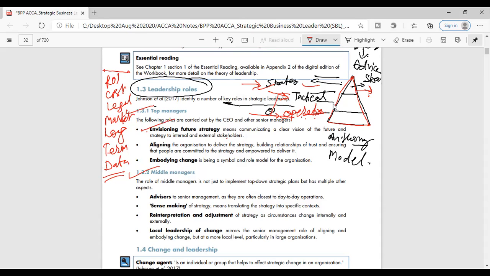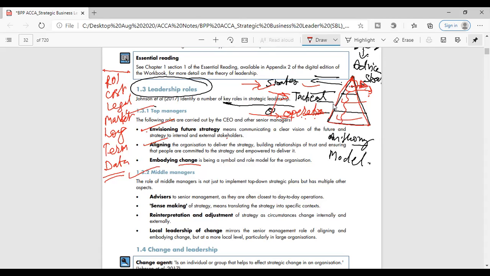So: envisioning future strategy, and alignment. At their level, they need to align not only their team, but also the tactical team and operational team, because their vision should flow through all the levels down. So alignment, and embodying change. They need to play the role model as well. This is a very theoretical way of thinking: when any senior banker started the bank, or when Tata Group started, JRD Tata behaved in this manner, and that set the tone of the entire organization. That is embodying change.